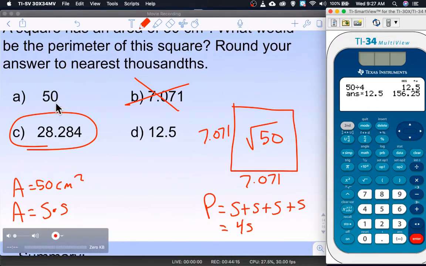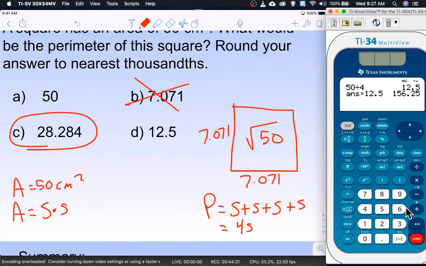And then 50 would be what happens if you thought this was the side length and you multiplied by 4 and you get that as the perimeter, and those just don't work. So letter C is the correct answer, and hopefully that was a good explanation on why.